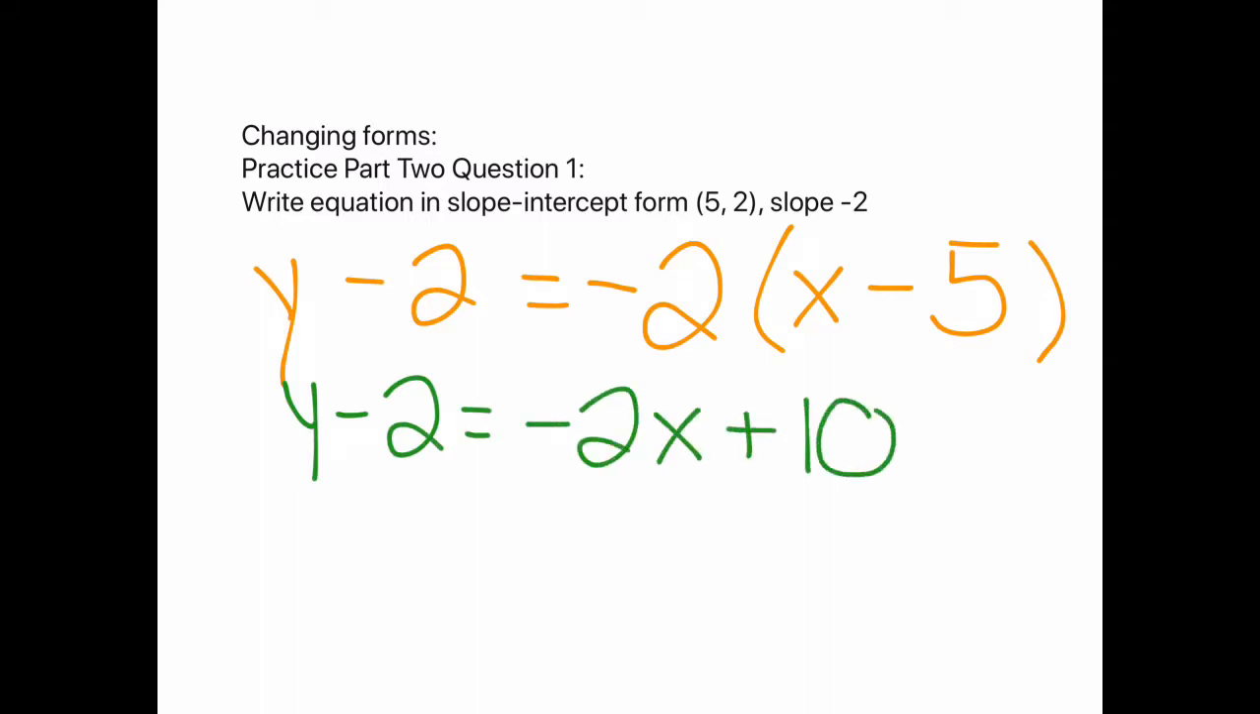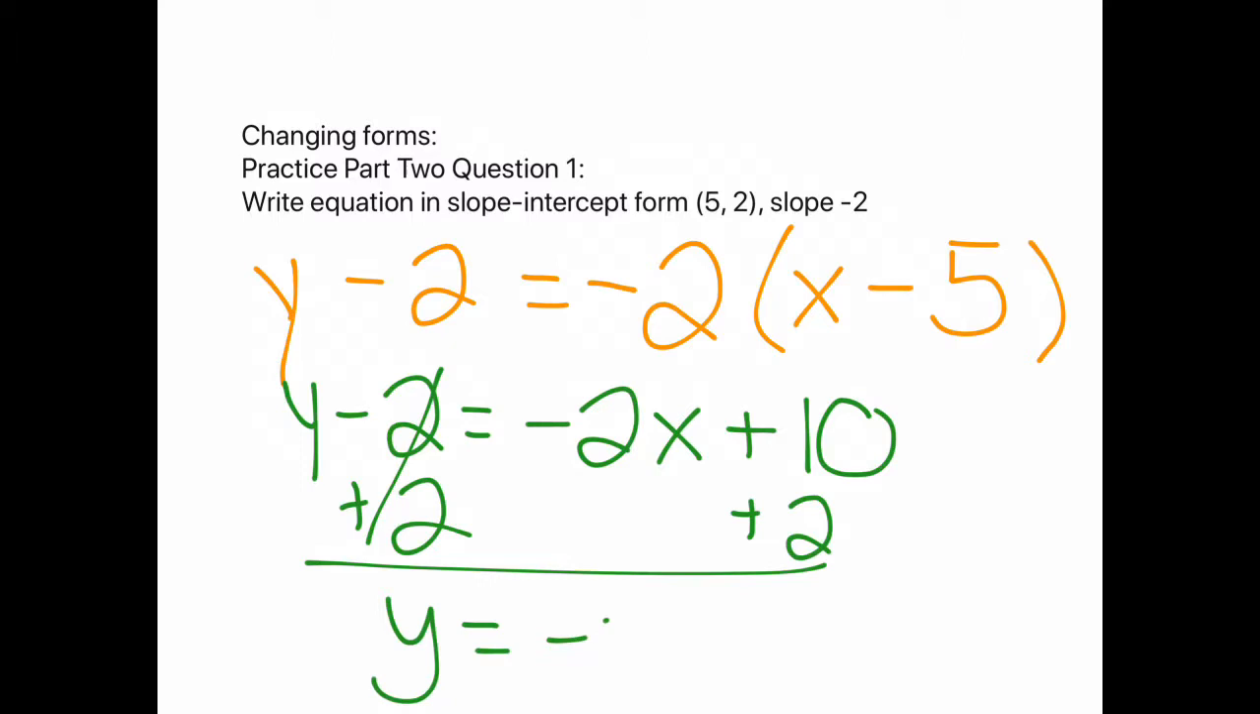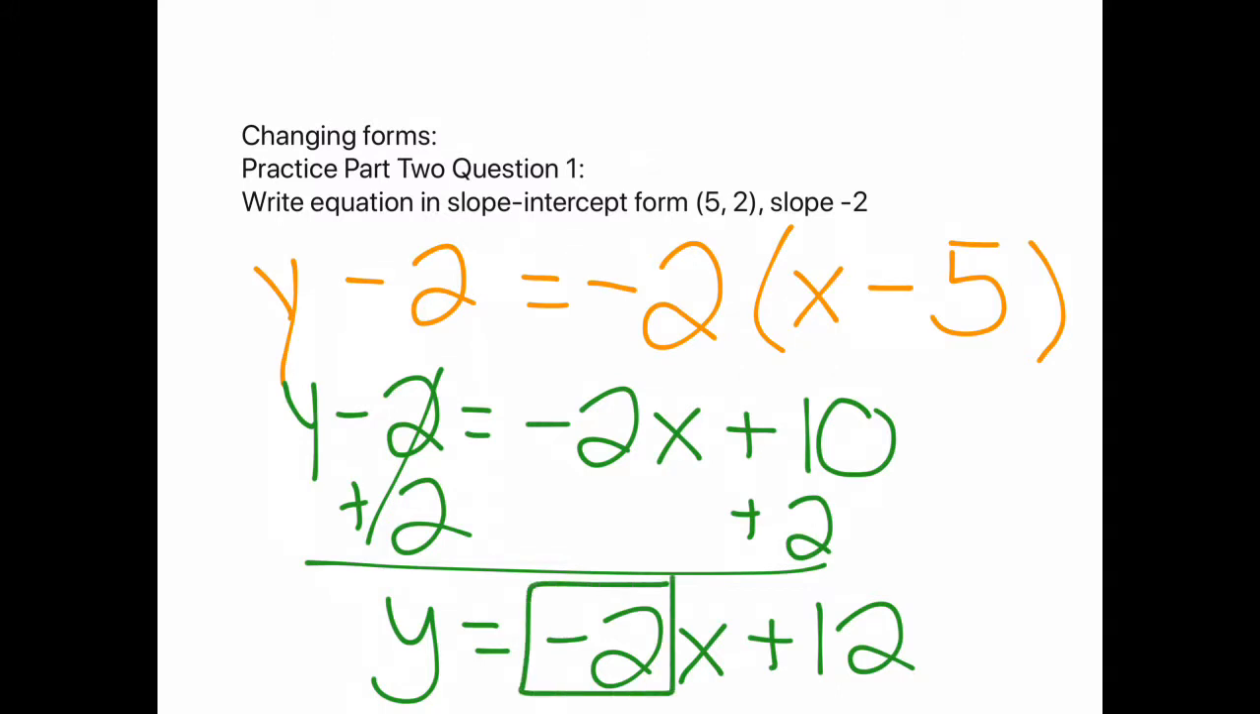So what I'm going to do is distribute that -2 to everything, and then I'm going to add 2 to both sides to get y by itself. And you'll get y equals -2x plus 12, and that is in slope-intercept form. Our slope is still -2, and now our y-intercept is positive 12.